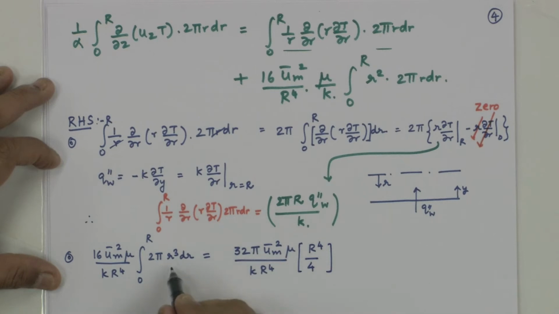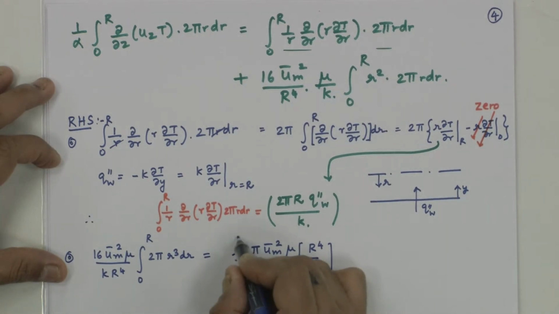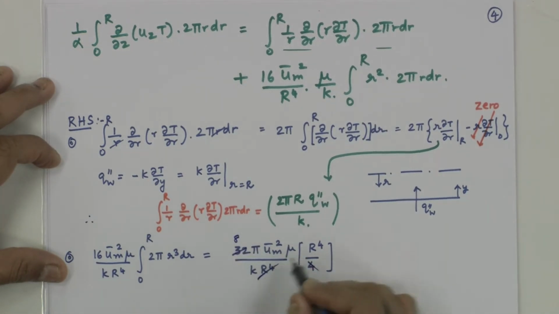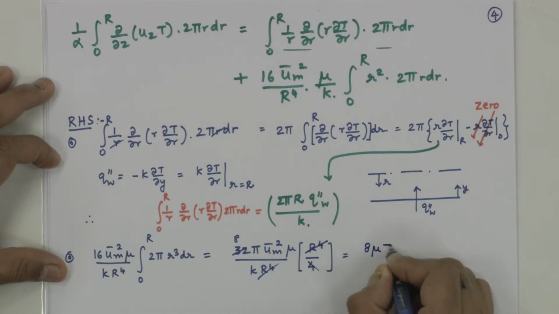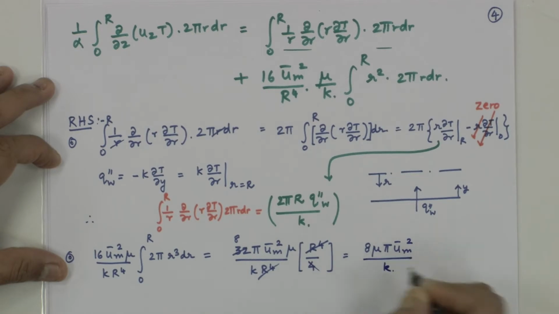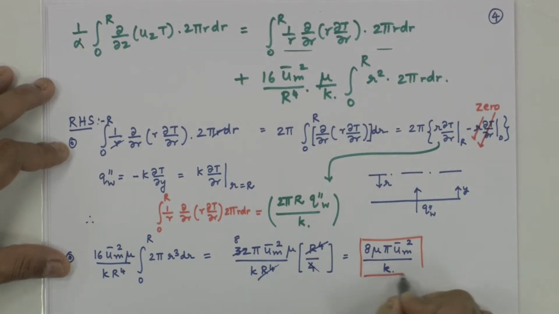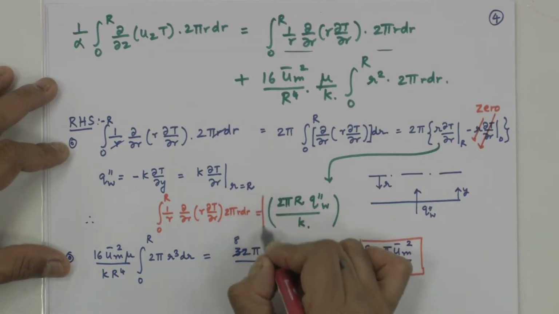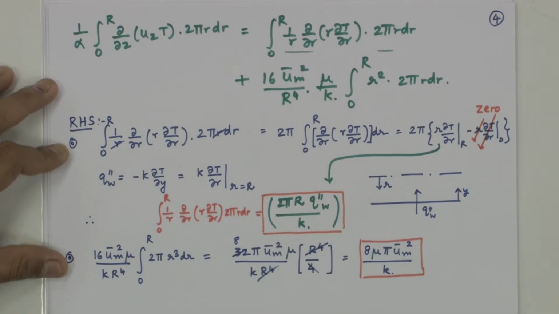So, R to the power 4 by 4 when you substitute the limit is capital R to the power 4 by 4. What happens? 4 ones are 4, 4 8s are 32, capital R to the power 4 cancels here and you are left with 8 mu pi um bar squared divided by k. This is my second term on the right hand side. The first term on the right hand side was this, the second term on the right hand side is this.